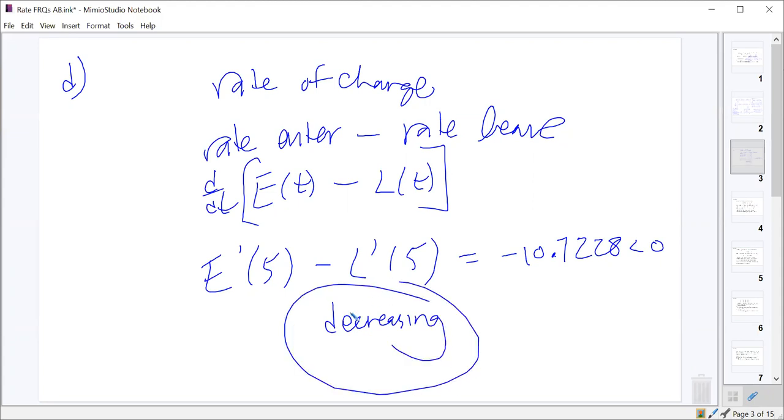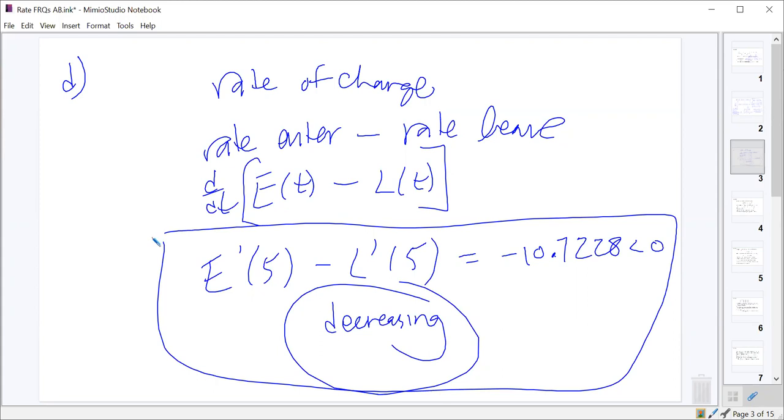Good or not? That's it. Yep. Literally all they even wrote on their scoring guidelines is basically this. They wrote E prime of 5 minus L prime of 5 equals negative 10.7228, which is less than 0. And then they wrote, because E prime minus L prime is less than 0, the rate of change in the number of fish is decreasing at t equals 1. Good. Any questions on that?